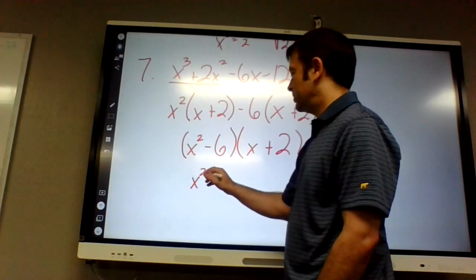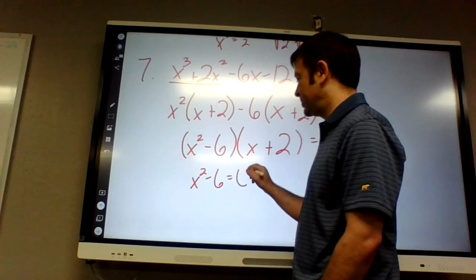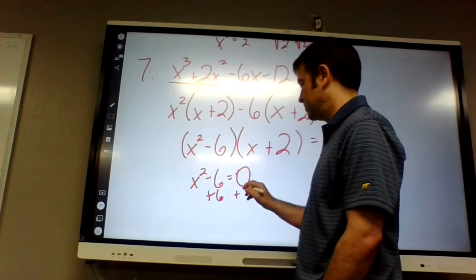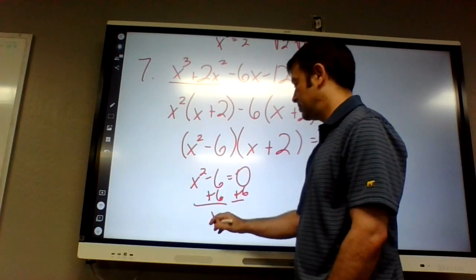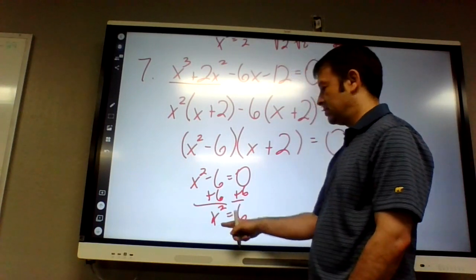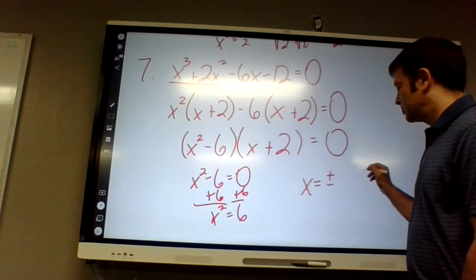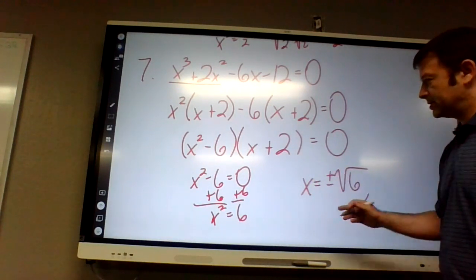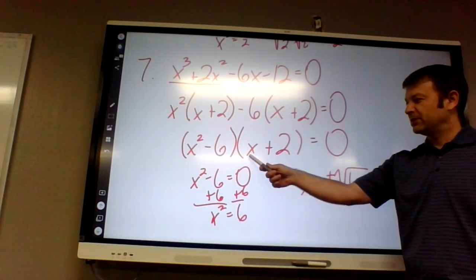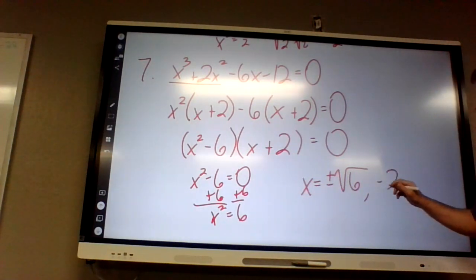So, how do I make that equal to 0? Plus or minus square root of 6, or negative 2.